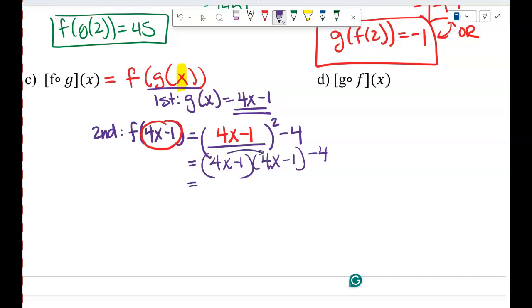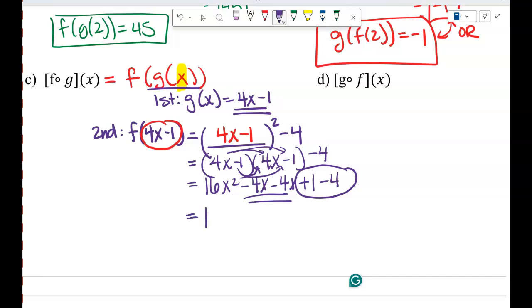FOIL this out. This is going to be 16x squared. FOIL that. We have 4x. FOIL the middle. We have 4x. Negative 1 times negative 1 is positive 1. Drop down the 4. Combine like terms there. So our final answer is 16x squared minus 8x minus 3, and box it up. And no, we don't have to factor that out. Let's do one more here.